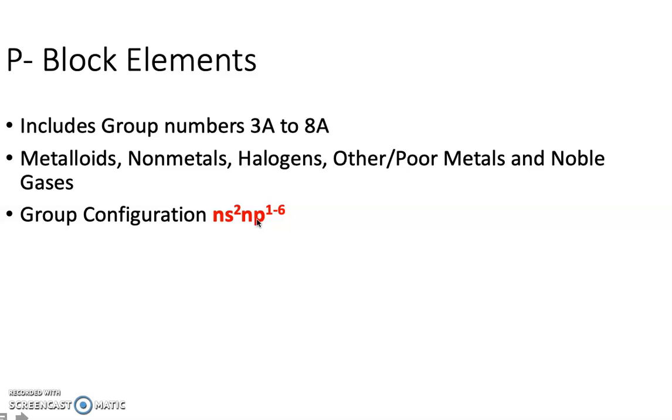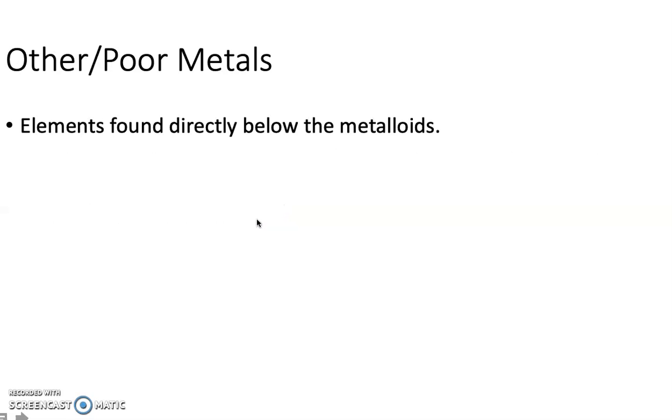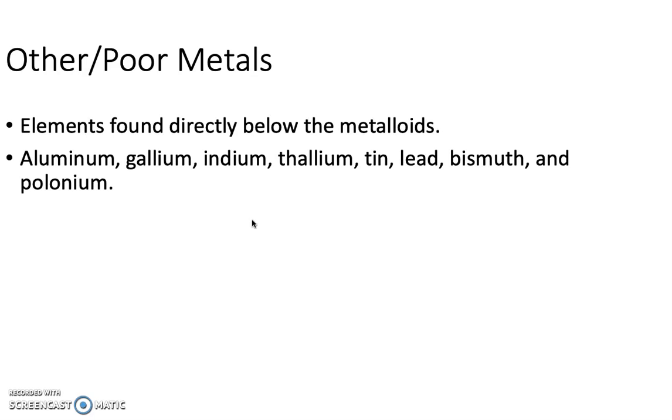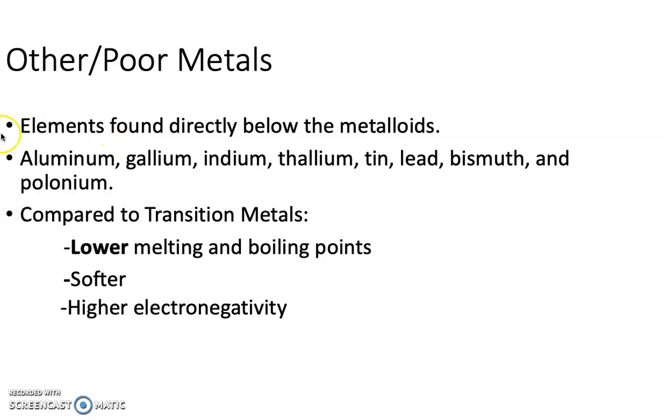So let's look at the other or poor metals. Okay, these are the elements found directly below the metalloids. Okay, they are the ones below the staircase. They consist of aluminum, gallium, indium, thallium, tin, lead, bismuth, and polonium. Compared to transition metals, which are to the left of the other poor metals, they have lower melting and boiling points. They are much, much softer, and they have a higher electronegativity.